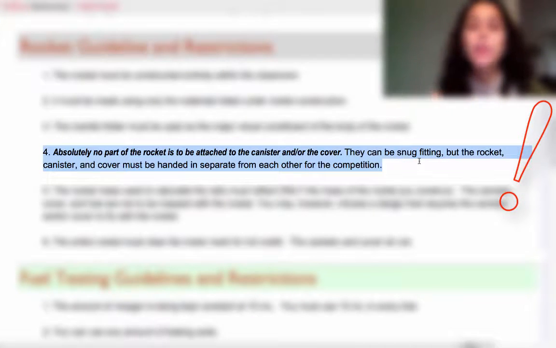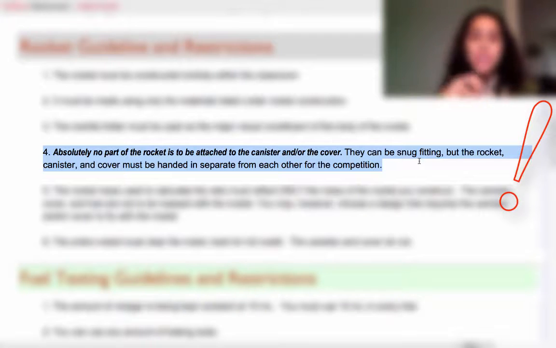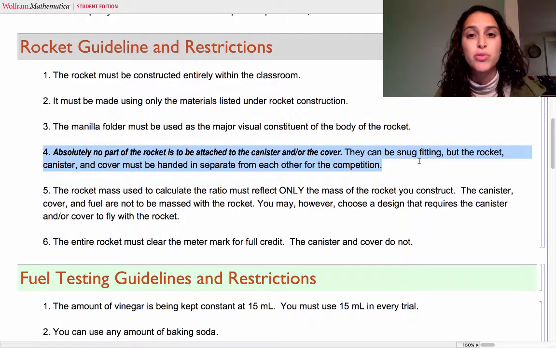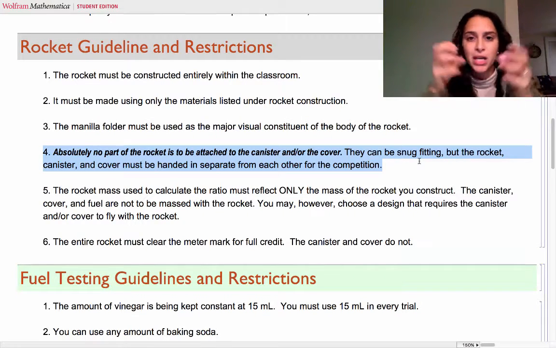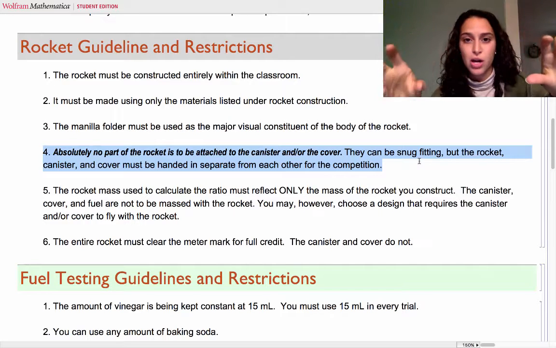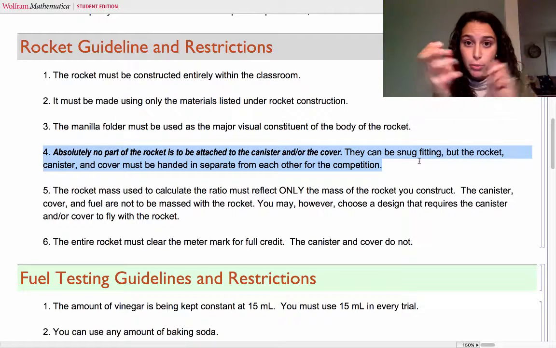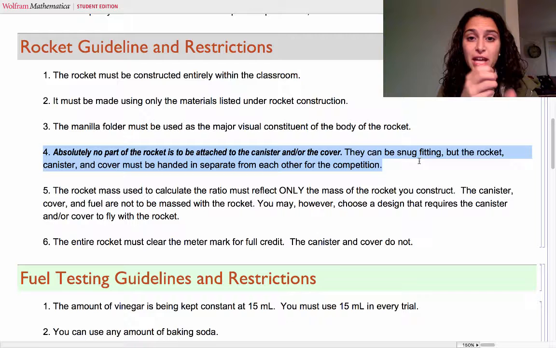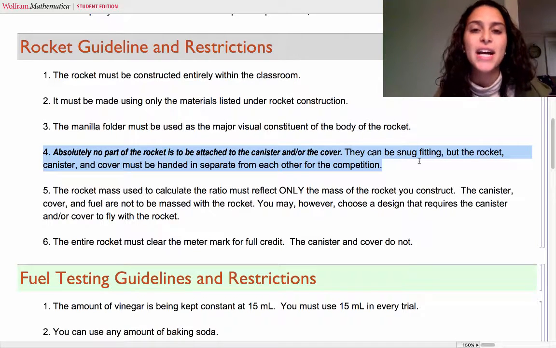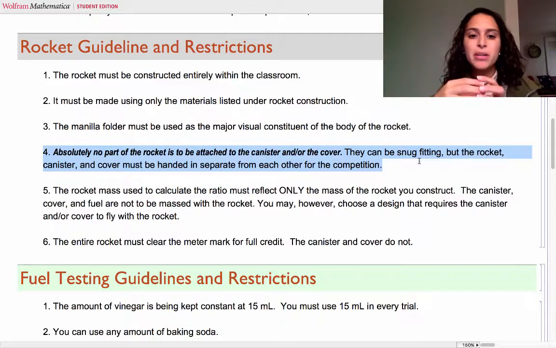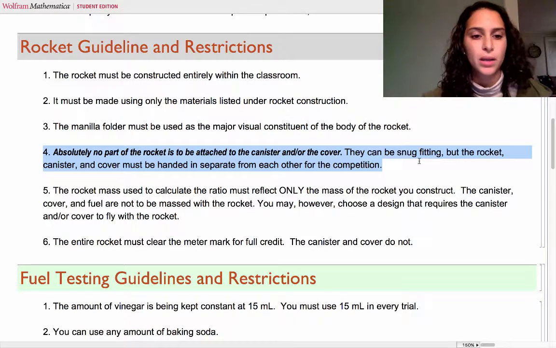breaks this. You cannot permanently attach your rocket to your film canister. So no taping, no gluing, no stapling. It has to be, when you give it to me, your film canister and your rocket. Now, when you put your rocket on the film canister, it can fit snugly so that if I hold it, if I shake it or whatever, it doesn't come off, but I have to easily be able to separate them. Okay? Good.